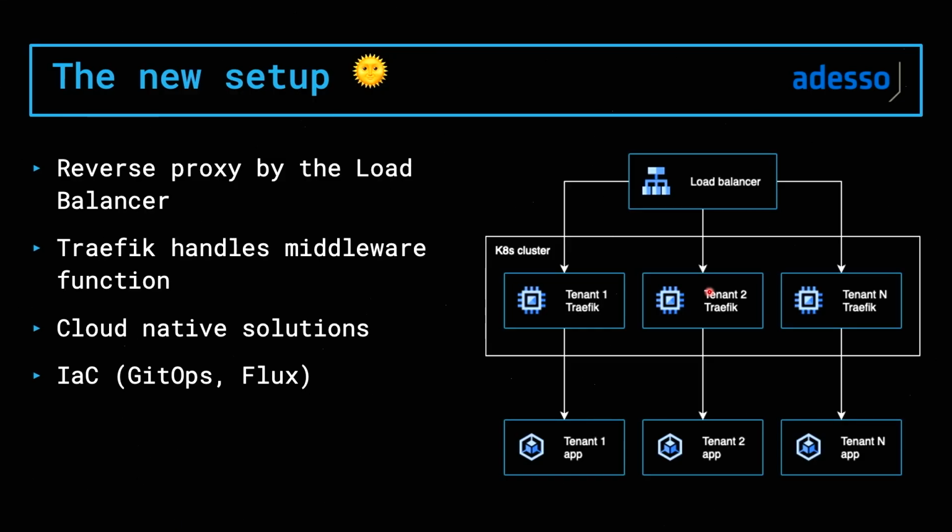So with the new setup, we switched this middle layer with a Kubernetes cluster, and this Kubernetes cluster has Traefik. And as you can see, it's much more isolated because we have as many Traefik instances as we have tenant applications. So it's isolated, and we have custom middlewares written in Go by ourselves, so we decided the logic. And also the reverse proxy functionality is now done by the load balancer, so it's one task less. And we used only cloud native solutions, and we use infrastructure as code to store everything in Git.